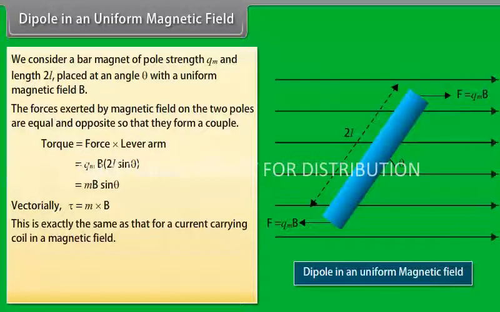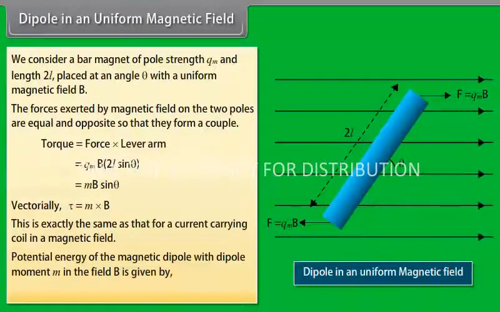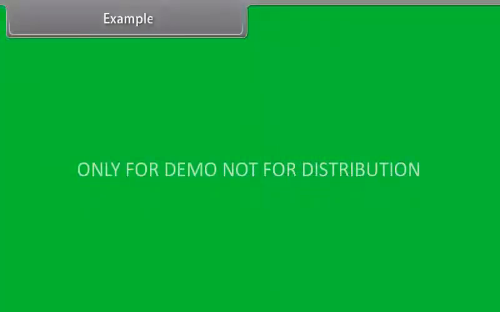This is exactly the same as that of a current carrying coil in a magnetic field. Potential energy of the magnetic dipole with dipole moment M in the field B is given by the negative dot product of M and B.